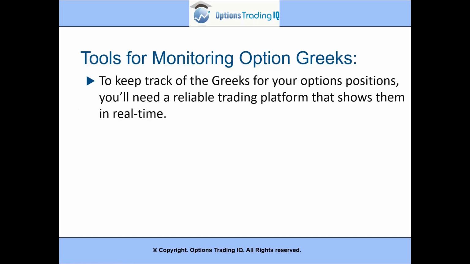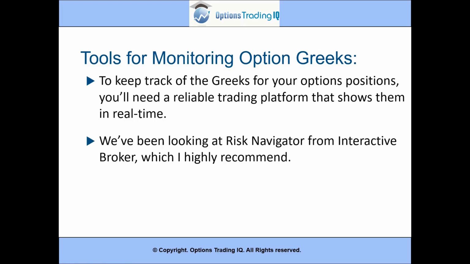To keep track of the Greeks for your options positions, you'll need a reliable trading platform that shows them in real time. We've been looking at Risk Navigator from Interactive Brokers, which I highly recommend. I've also got some videos on Interactive Brokers and their Trader Workstation platform and their Risk Navigator if you want to take a look at those and get some more information on how that all works.